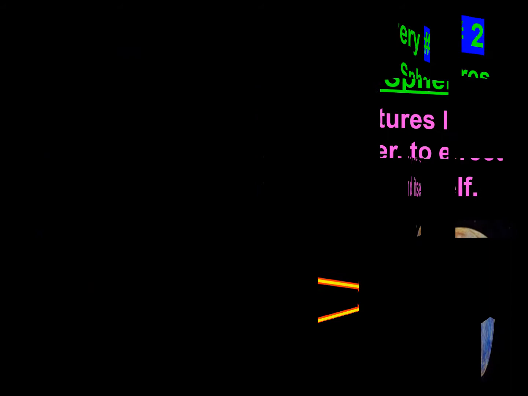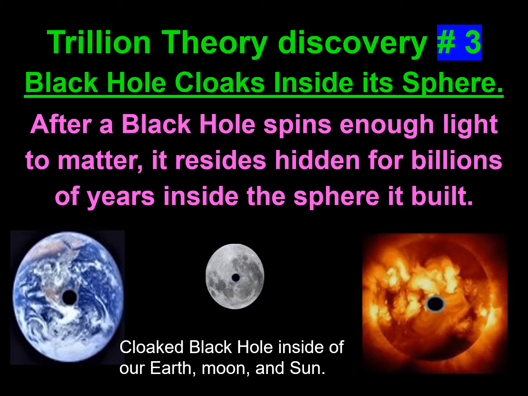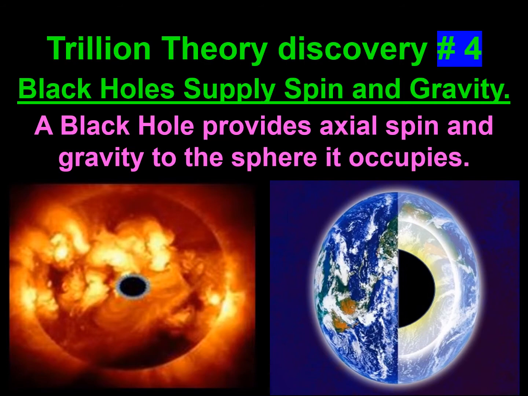Discovery number three. Black hole cloaks inside its sphere. After a black hole spins enough light into matter, it resides hidden for billions of years inside the sphere it built. There's a cloaked black hole inside of our Earth, our Moon, and our Sun. Discovery number four, black holes supply spin and gravity. A black hole provides actual spin and gravity to the sphere it occupies.